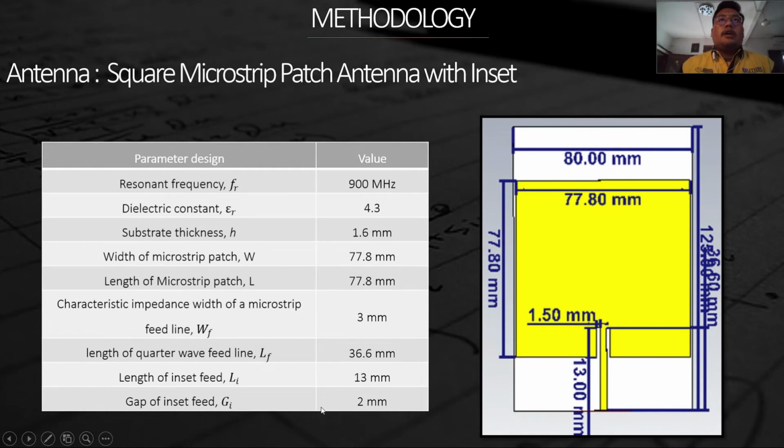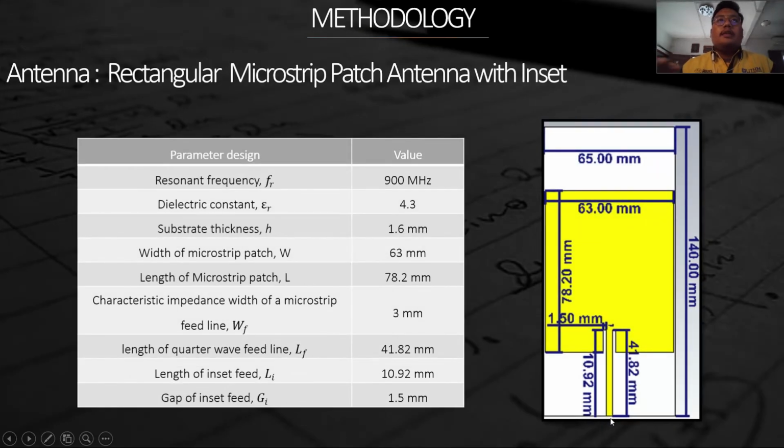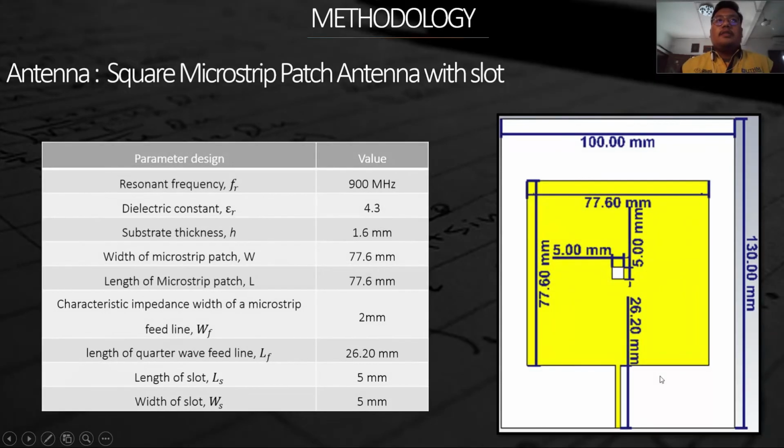So in this part, I have designed three patch antennas. One is a square microstrip patch antenna with inset. So this is the antenna. Second is a rectangular microstrip patch antenna with inset. So this is an antenna, rectangular microstrip patch. And the last one is a square microstrip patch antenna with slot. So this is the square patch antenna with slot.